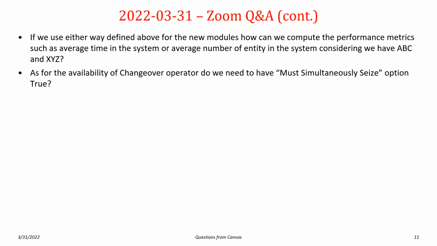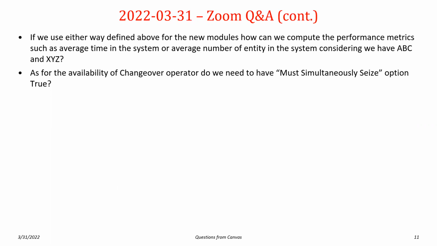And I have two more. If we use either way defined for the new modules, how can we compute the performance metrics such as average time in system? This is really a question for you. Part of the design is figuring out the most effective way to compute what I want. If your objective is time in system by module type, creating a second sync is the easiest way because there's no more work to do. But you can also do time in system by module type if you use one sync. You just have to use that decision of the module class to manually record the tally. So you can get the information either way.